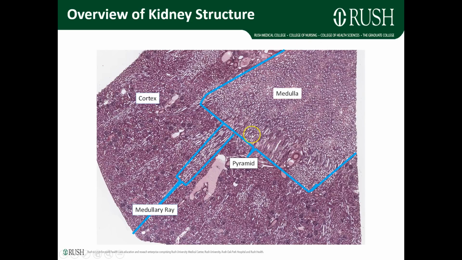So one part here is referred to as the pyramid, as we saw in the previous slide, and then here we have, which we will see later, what is referred to as the medullary ray, and this is where an aggregation of the collecting ducts are in the cortex. We'll come to see that later on.